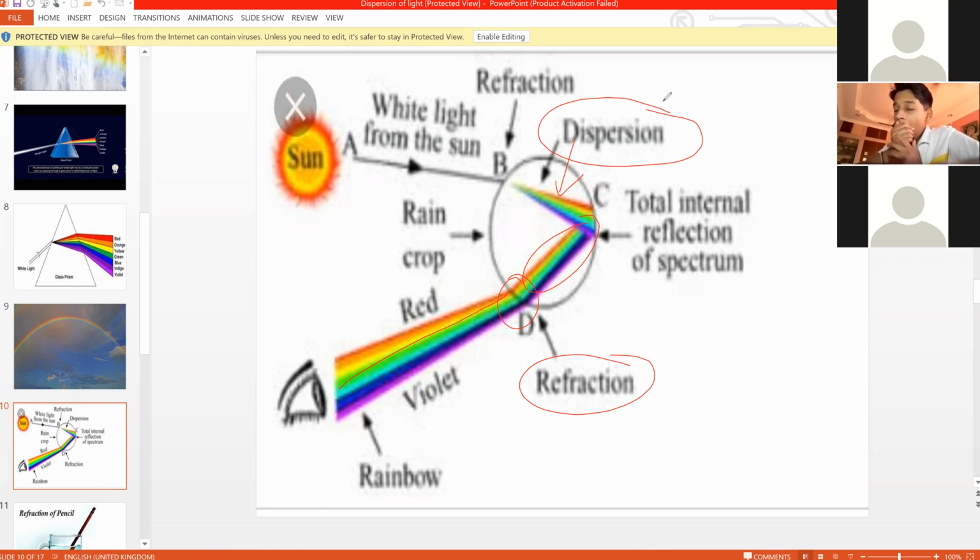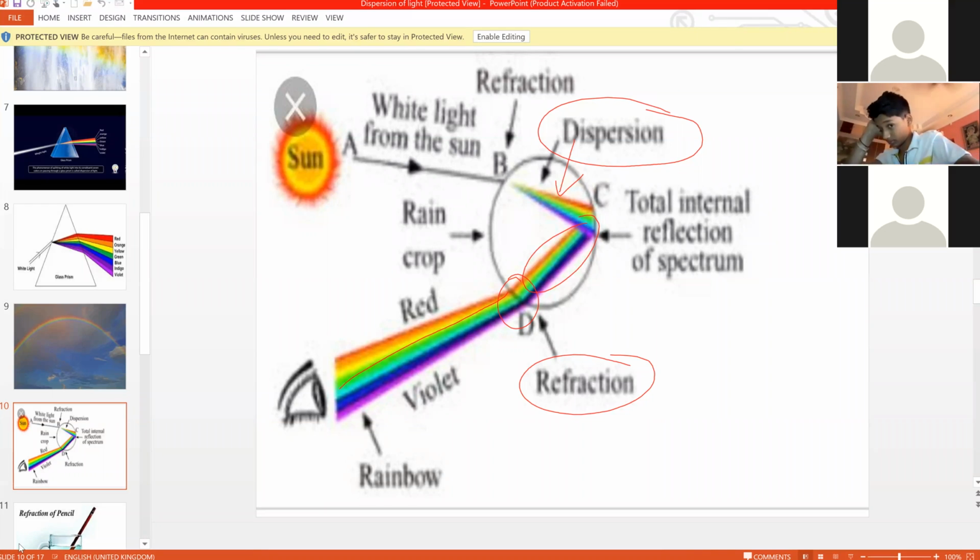Is this concept clear now, children? In a raindrop, what is the mechanism? How is the dispersion of light taking place? Is it clear for everybody, or is anybody having any doubt? Clear, ma'am. No doubt, ma'am. Okay, thank you. So now we will move on.